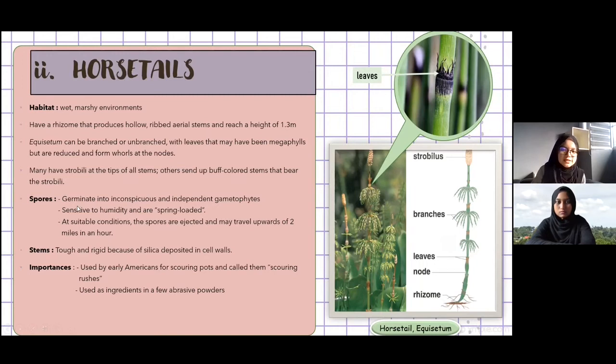The spores are sensitive to humidity and are spring-loaded. At suitable conditions, the spores are ejected and may travel upwards of 2 miles in an hour. The stems of horsetails are tough and rigid because they have silica deposited in cell walls. The uses of horsetails are that they were used by early Americans for scouring pots and called scouring rushes. They are also used as ingredients in a few abrasive powders.